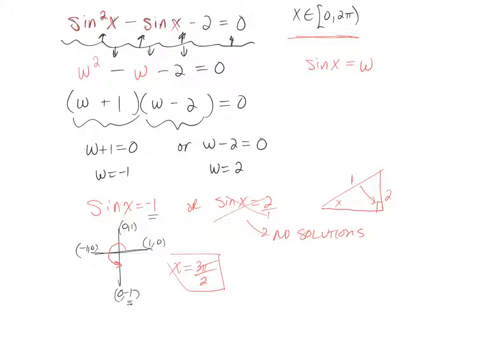And that'll happen often in these problems that have quadratic patterns in them. You might get one factor that yields a solution or two, and the other factor yields none. Sometimes both factors will give you solutions. But there you go. There's a nice little entry into the world of trig equations and solving them.